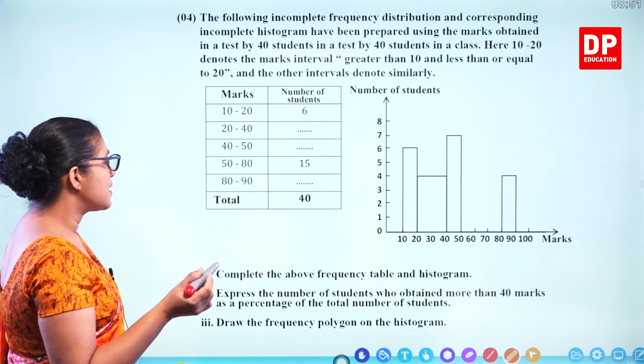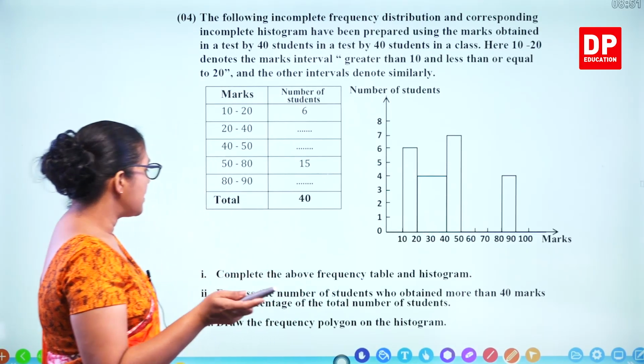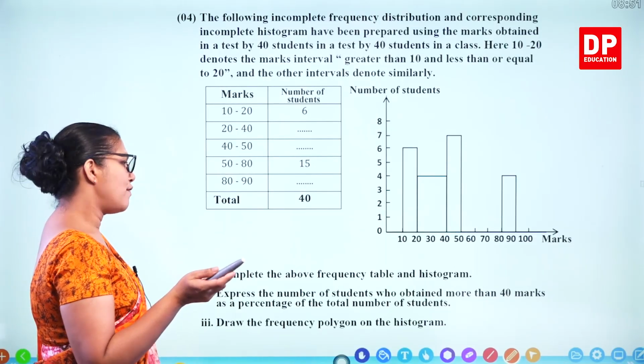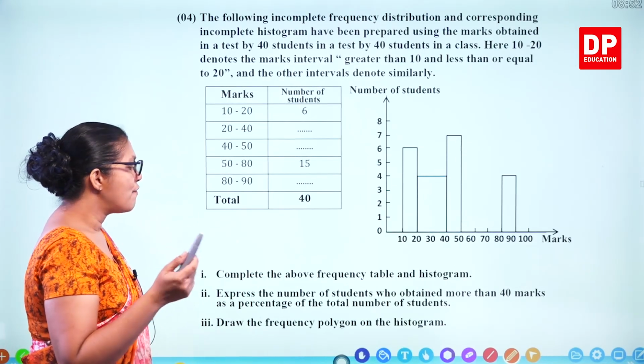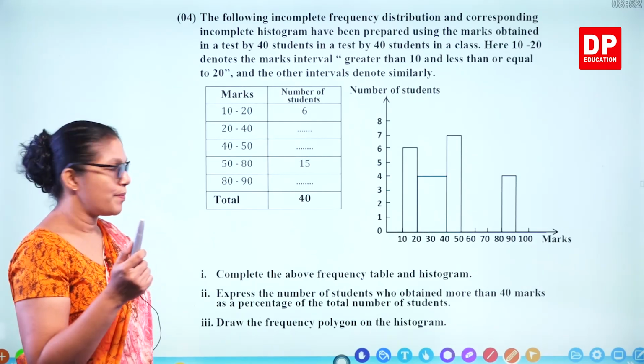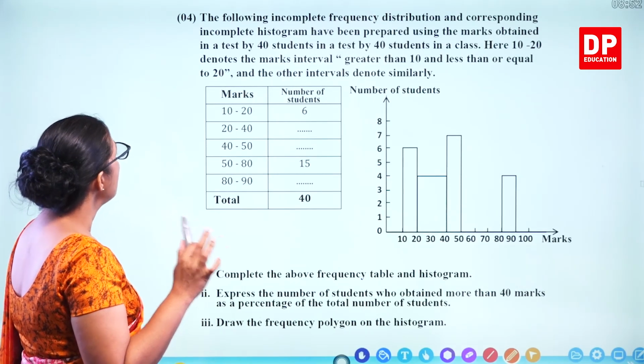Second boundary, the upper boundary is included and the lower boundary is not included. Complete the above frequency table and histogram. Express the number of students who obtain more than 40 marks as a percentage of the total number of students and draw the frequency polygon on the histogram. So we'll do it step by step, 3 parts.